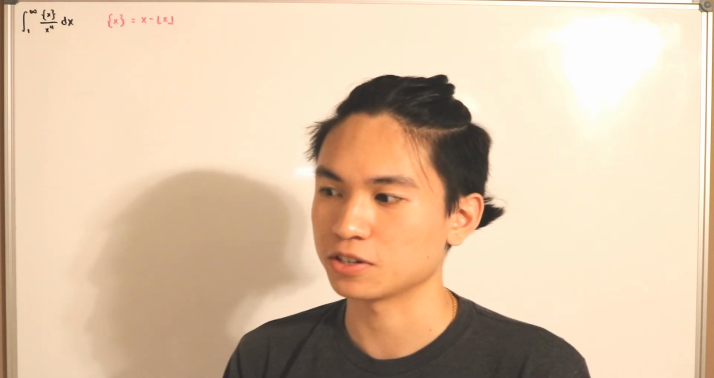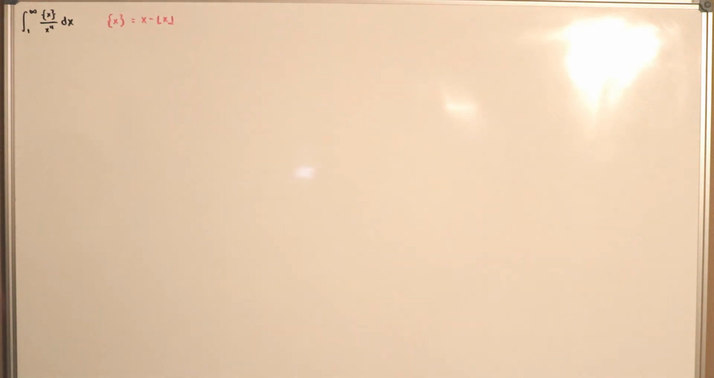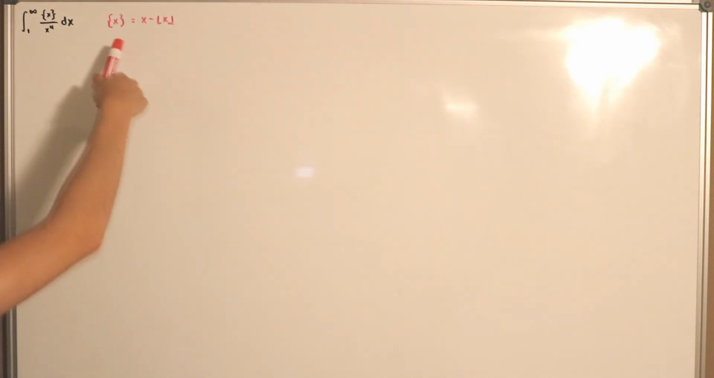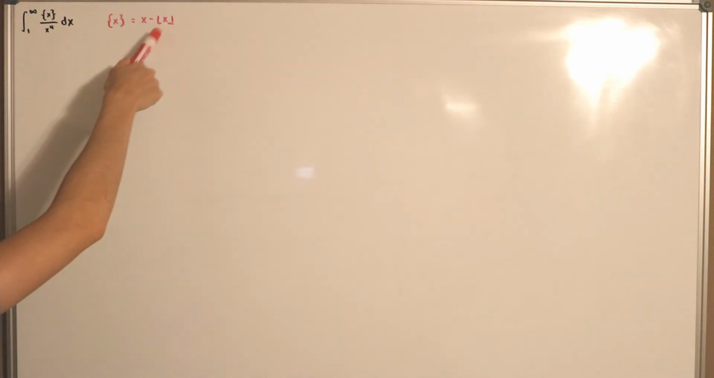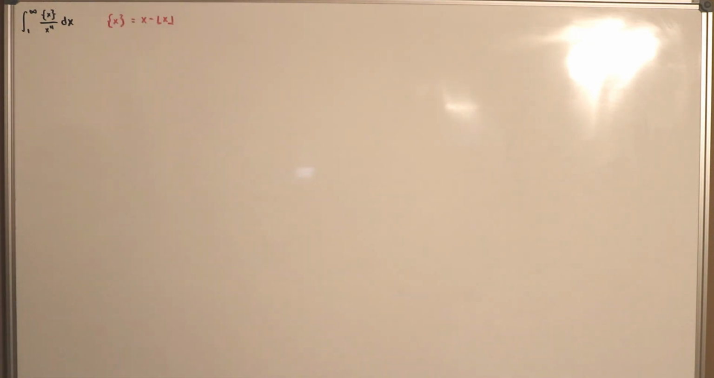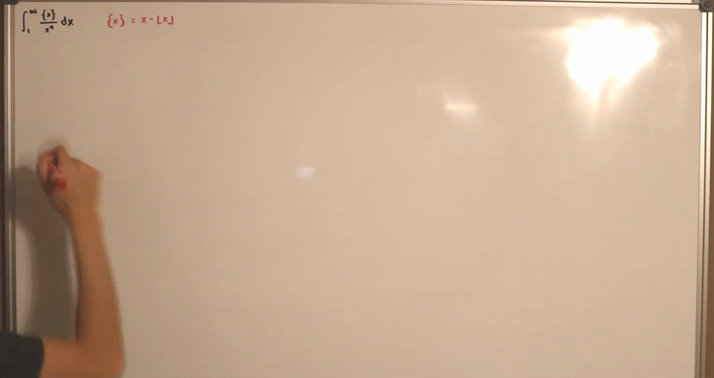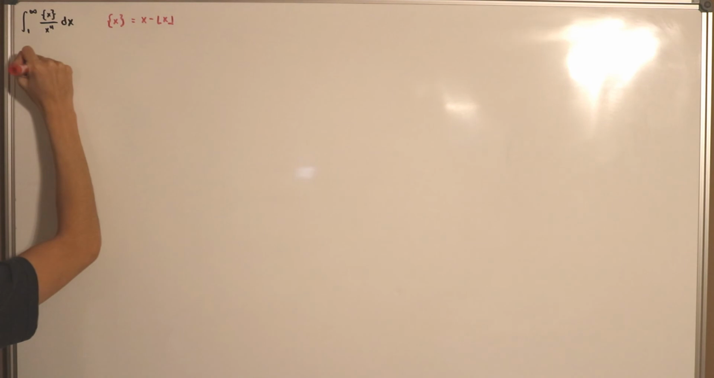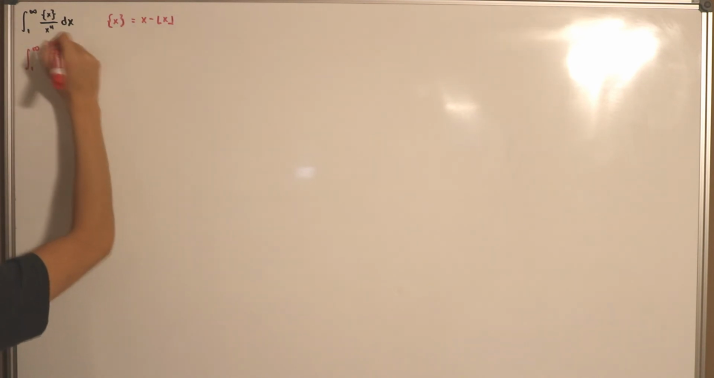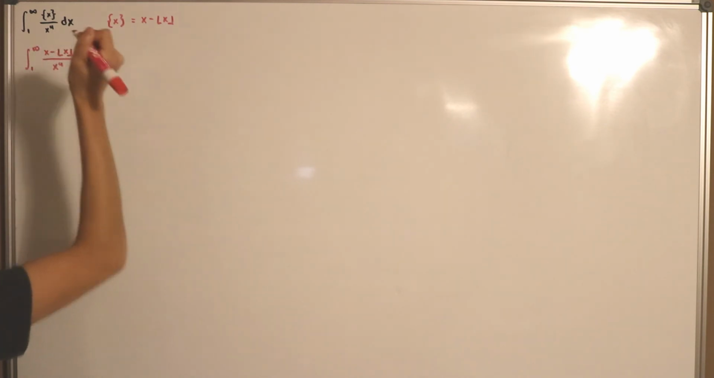So now that we have that definition out of the way, we're actually going to evaluate this integral. So with that, let's get started. As stated, by the definition of the fractional part, it's equal to x minus the floor function of x. So this means I can just replace the fractional part of x with this expression: the integral from 1 to infinity of x minus the floor of x, divided by x to the 4th.